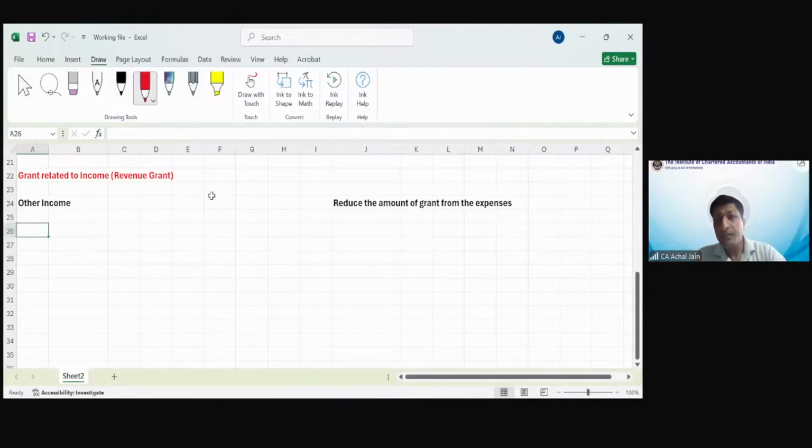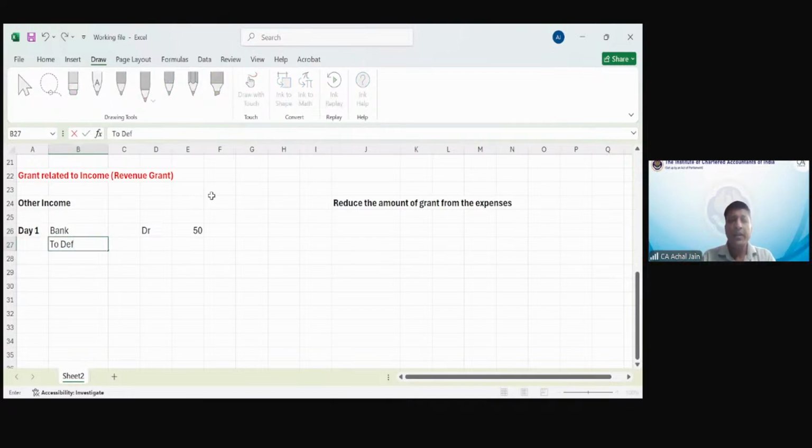In this case, what is going to be the accounting entry on day one? When you receive the grant from the government, what is the accounting entry you will pass? Bank debit 50 lakhs to deferred income. Here again, you will recognize deferred income. Straight away, it will not go to P&L.